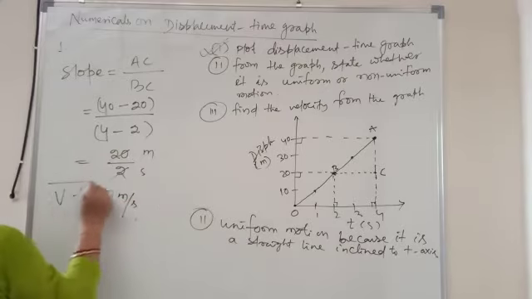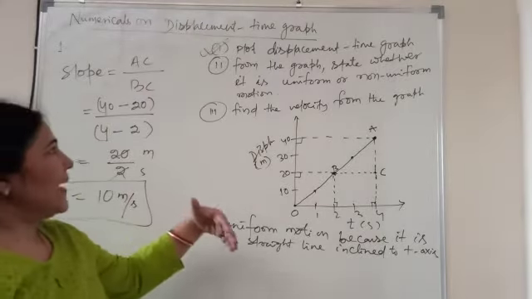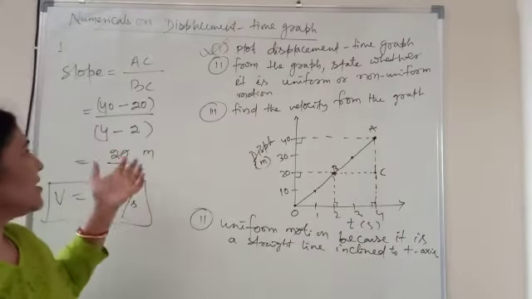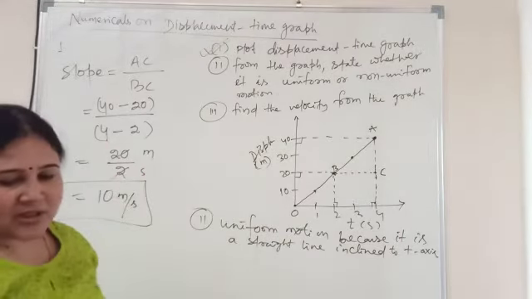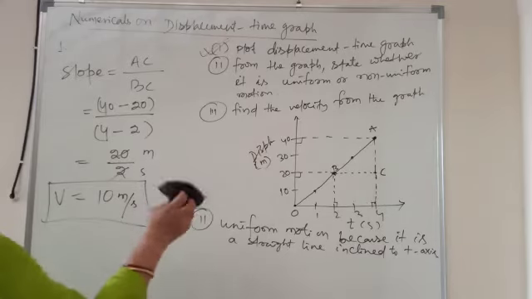So the velocity here is 10 meter per second. Like that we can apply the rules to find the velocity. That means we are finding the slope of this displacement time graph to find the velocity of the body. Okay. So let's go for another question here.